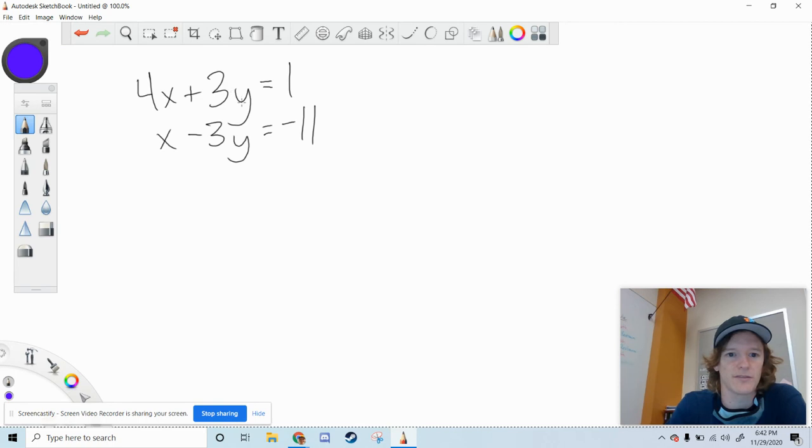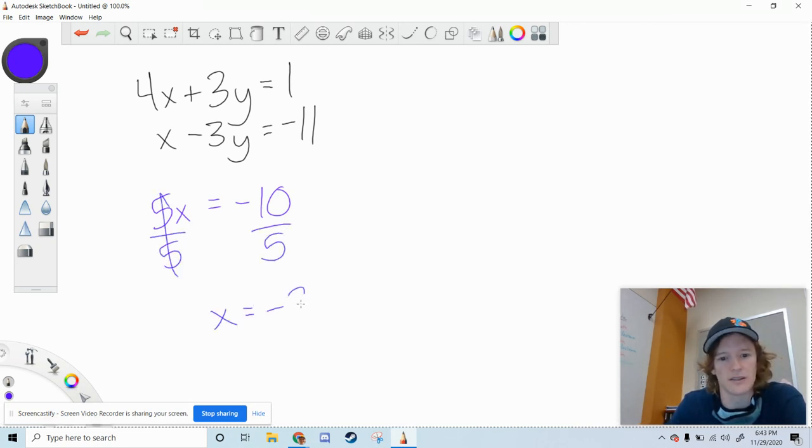But look at this one. We have 3y and negative 3y. This switched already. When we add these together, it's going to eliminate the y's. So we don't need to make everything negative or positive, because the y's will just disappear already. So we have 5x equals, the y's get crossed off, right? They eliminate each other. Negative 11 plus 1 will be negative 10. Divide by 5, divide by 5. We get x equals negative 2.